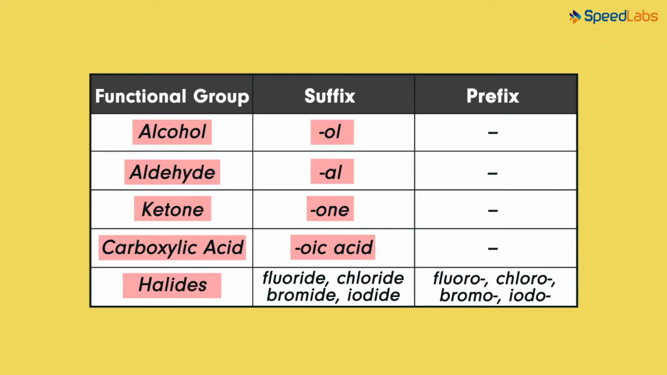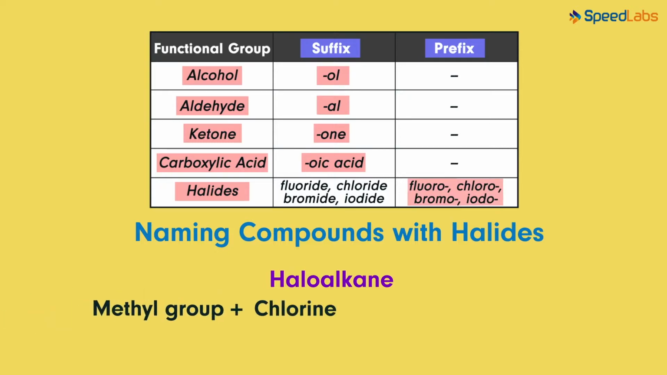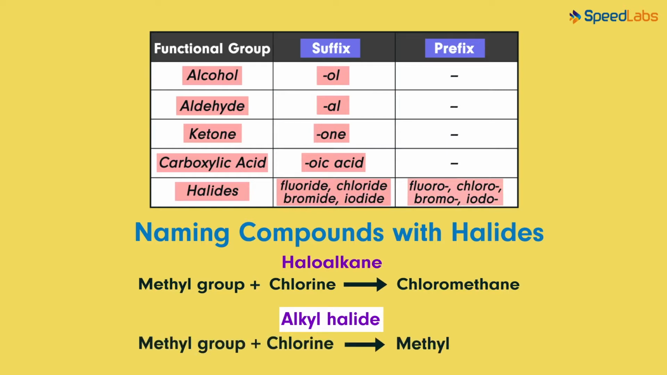It's slightly different. Naming the compounds with halides comes in 2 ways. One system is haloalkane, where the halogen is named as the prefix and the alkane name appears as the suffix. Thus, we add the prefix chloro, bromo, fluoro and iodo respectively before the parent hydrocarbon. So if we have chlorine attached to the methyl group, we say chloromethane. The other style of naming the compounds is called the alkyl halide style. In this, the alkyl name is written first, followed by the terms fluoride, chloride, bromide and iodide. So the chloromethane can also be referred to as methyl chloride.